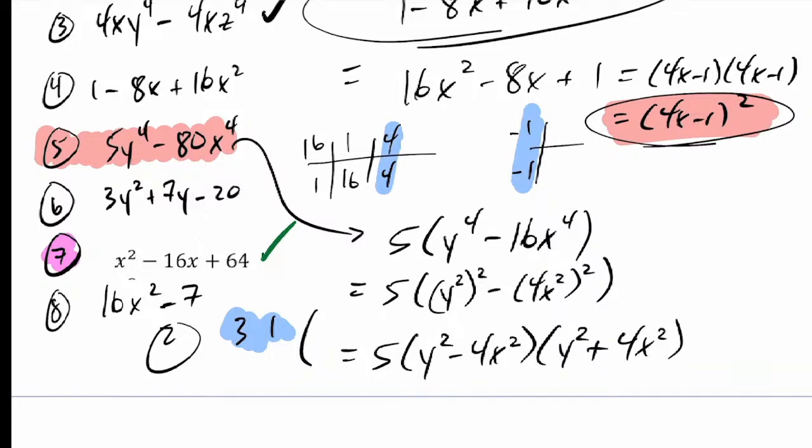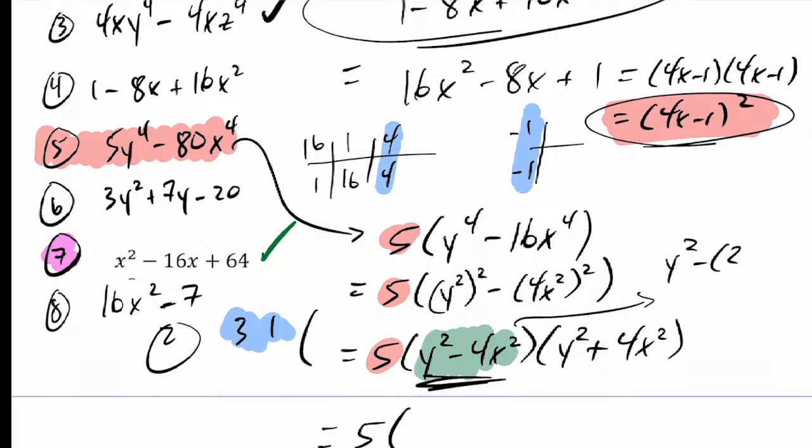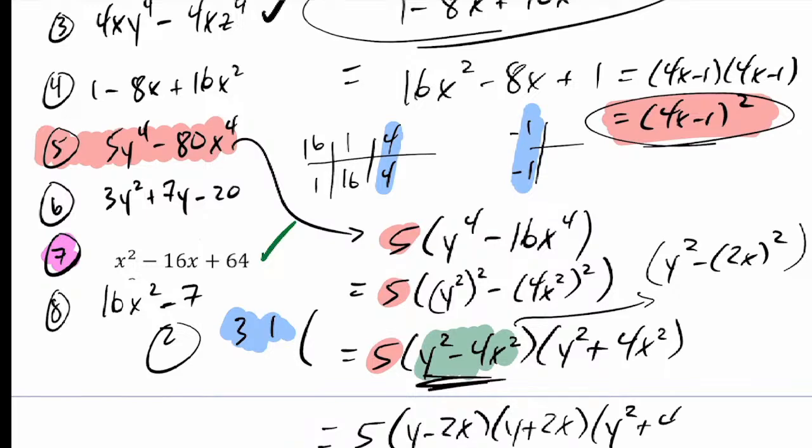Very good. And then just as before, you guys always forget to write this 5 down. Once you GCF it, put that GCF back down. And then I can do difference of squares a second time. I don't know if you guys can see, but I can do it once more. Right, where just to save some writing, this will be y squared minus 2x squared. That's how I'll write it. So this will be y minus 2x, y plus 2x, and then y squared plus 4x squared. And that's it.